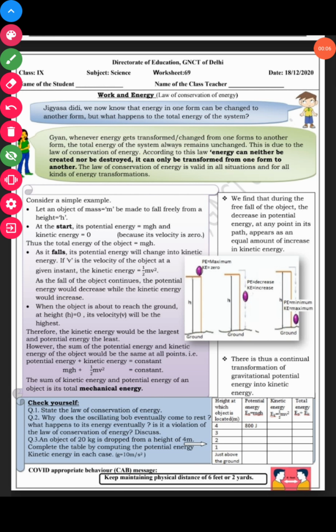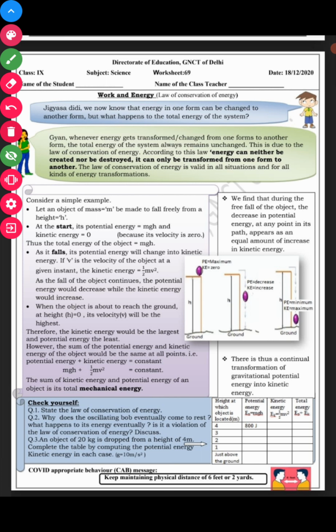Today we will do the law of conservation of energy. What is the law of conservation of energy? Energy can neither be created nor destroyed during any phenomena. It can only be transformed from one form to another form. This is the law of conservation of energy.